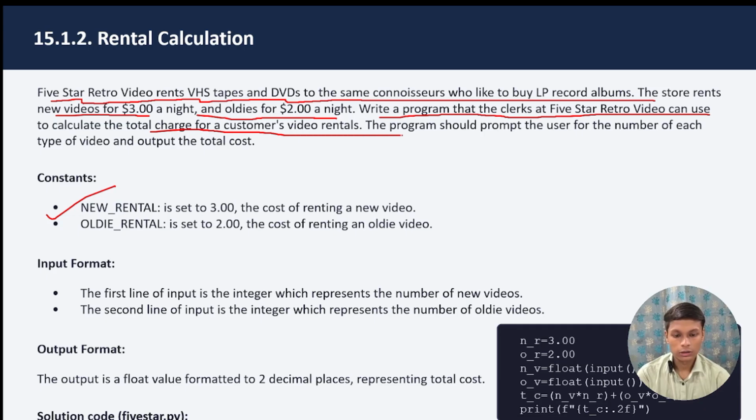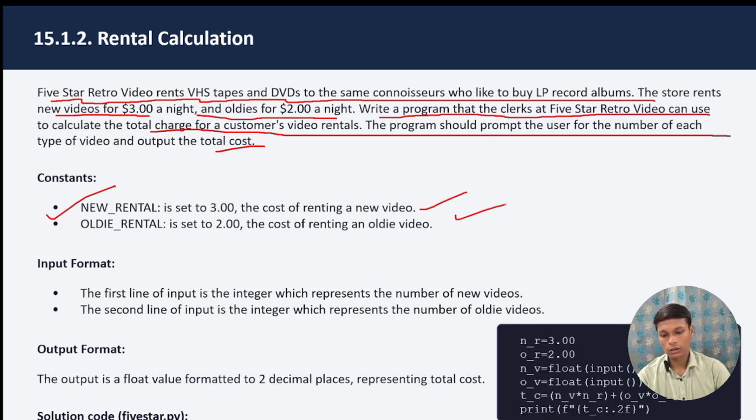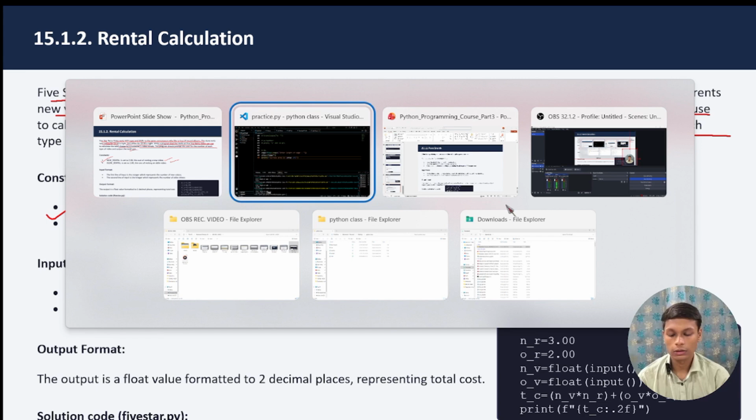For customer video rental, the program should prompt the user for the number of each type, and output the total cost. So we have to print the total cost after calculating the whole thing. So the thing was fixed, which is new rental and old rental. The price of new rental is there and old rental is there. These are not changed, these values are fixed. So firstly write these values.